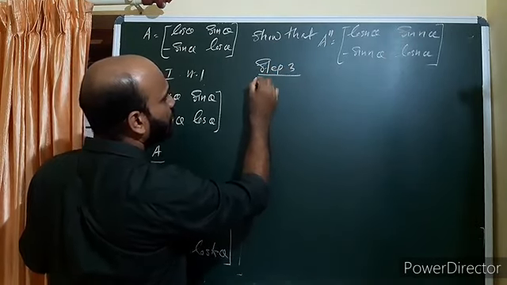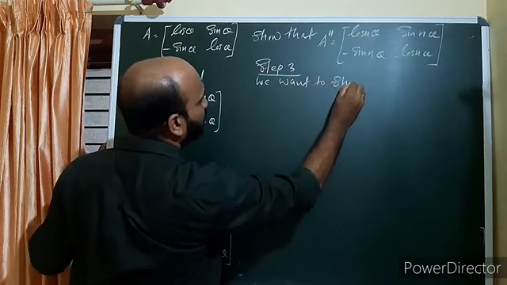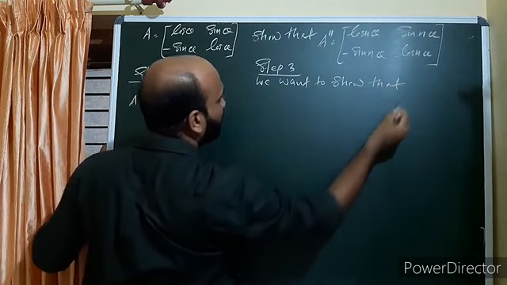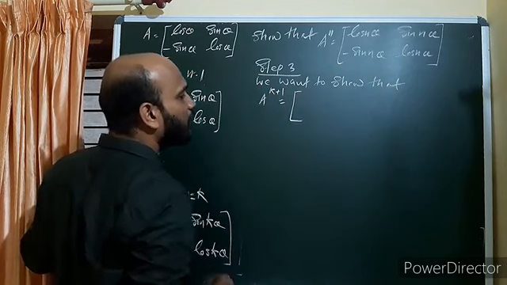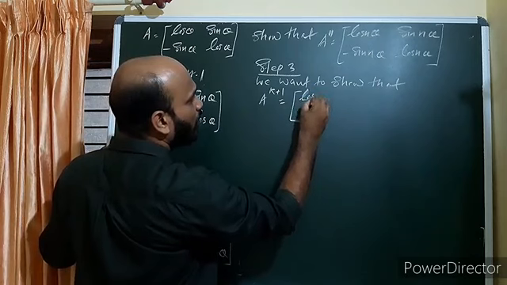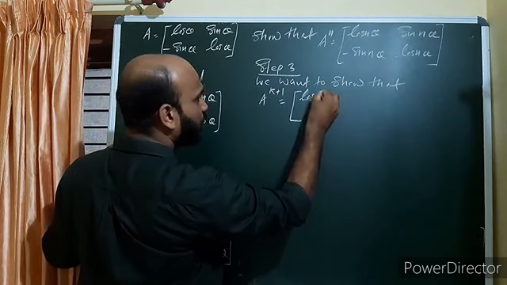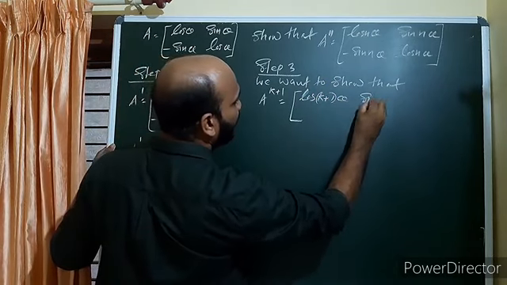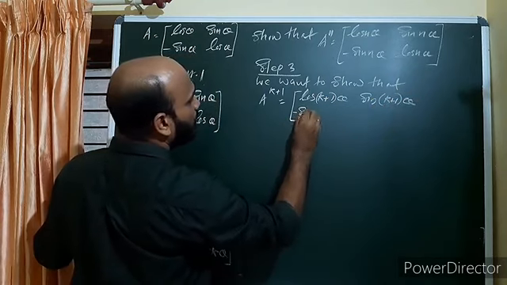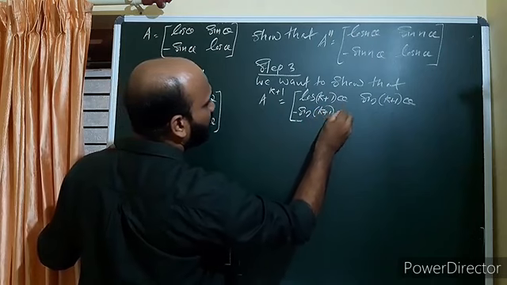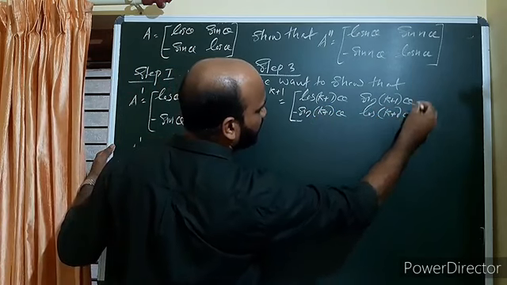Step 3. We want to show that A raised to k plus 1 is equal to, substituting n equal to k plus 1 on the right hand side, we get cos k plus 1 into theta, sin k plus 1 into theta, minus sin k plus 1 theta, cos k plus 1 theta.